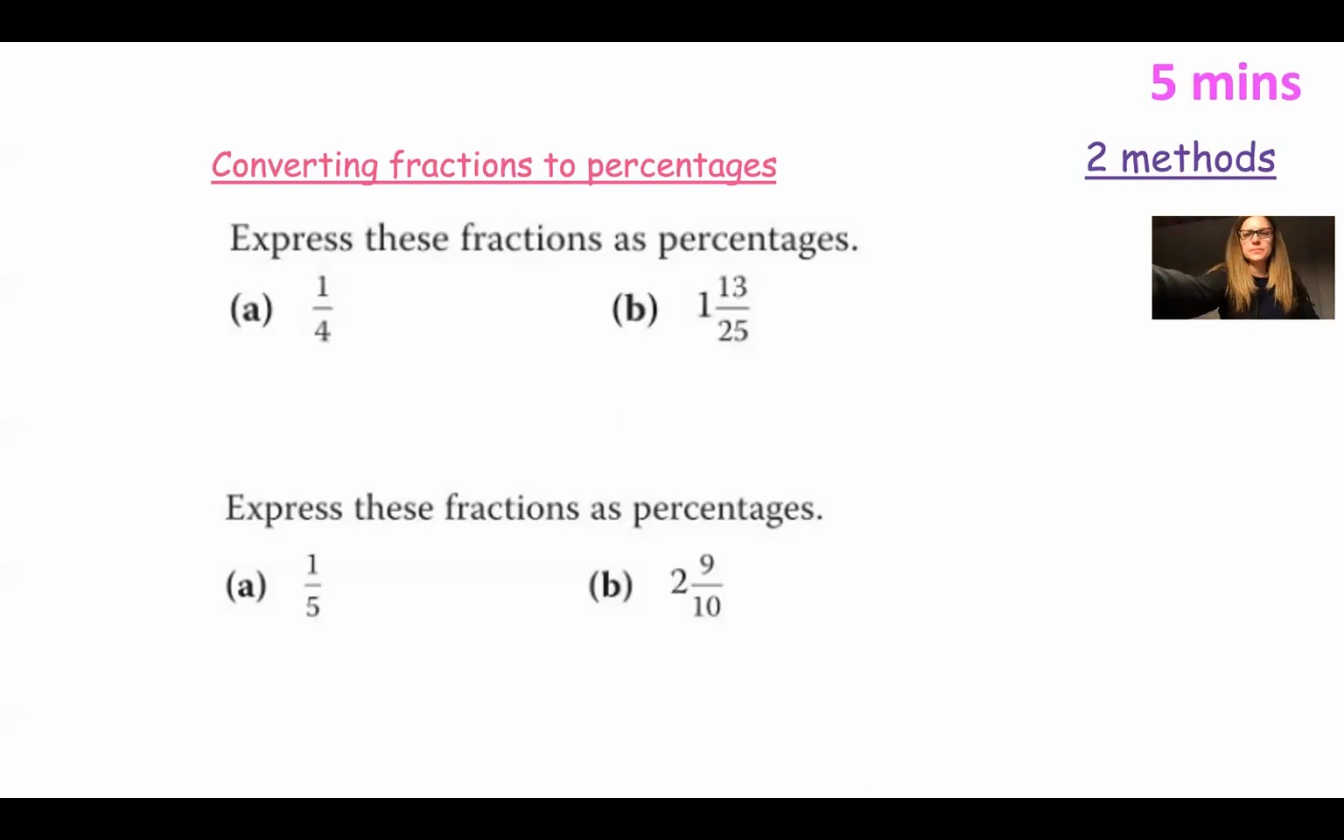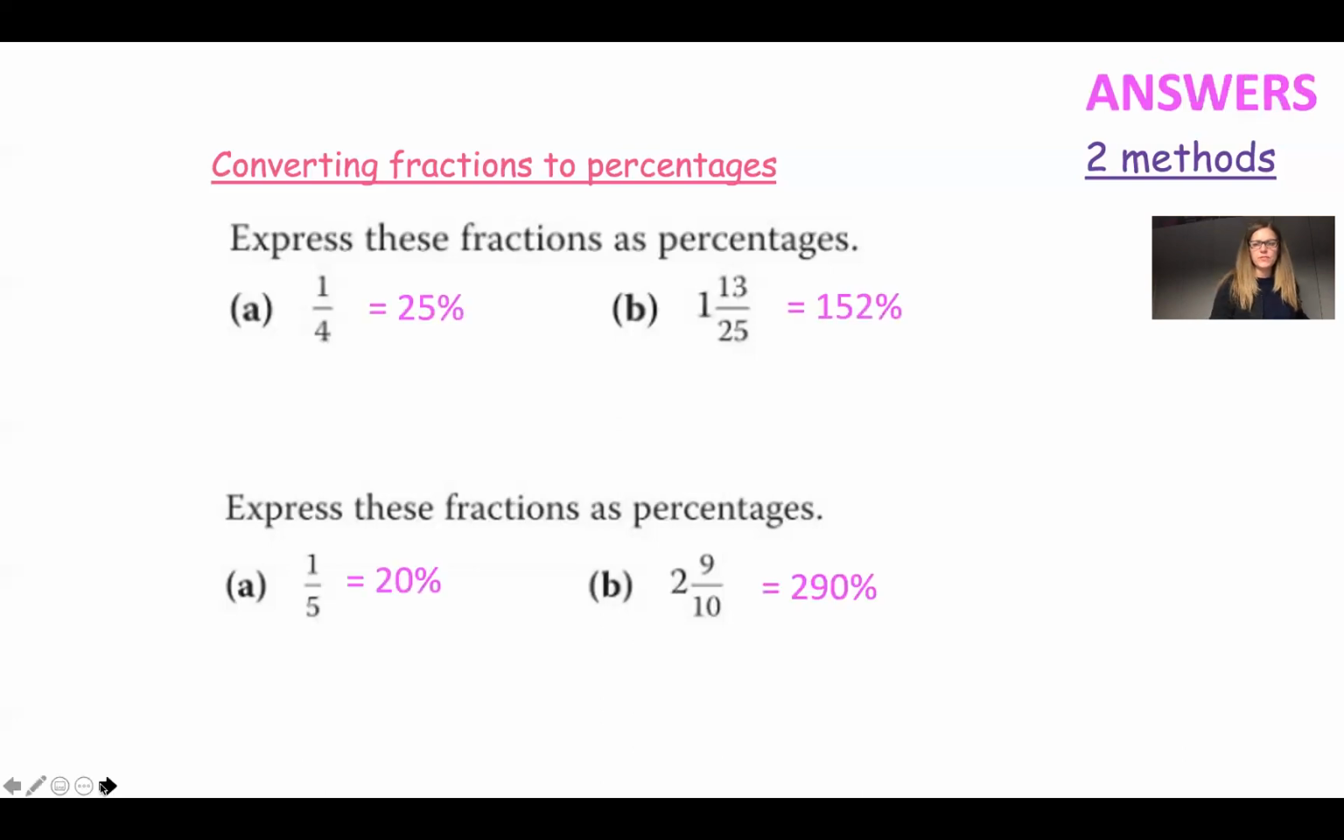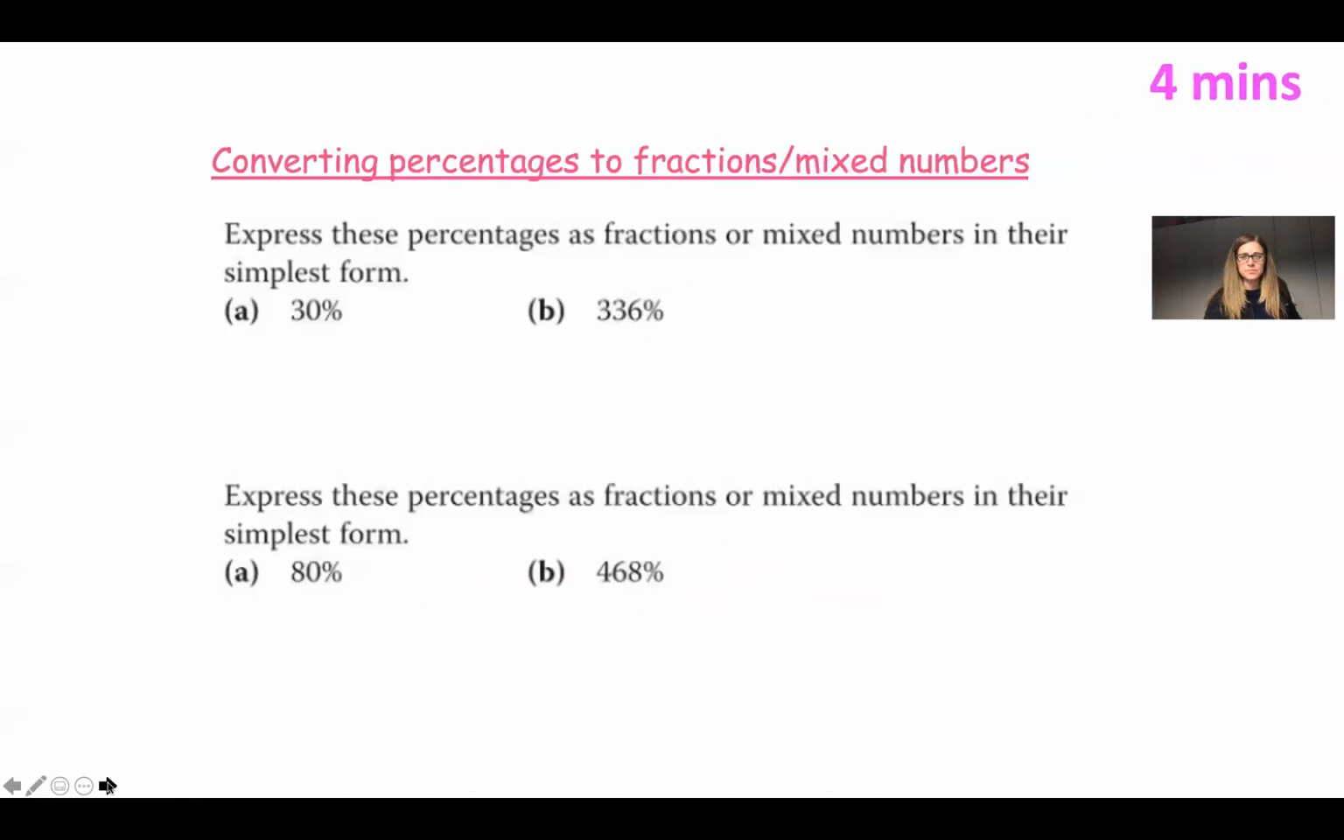Time's up. Let's take a look at the answers. 25%, 152%, 20% and 290%. So again, those two different methods, equivalent fractions and division. 4 minutes for these 4 questions.